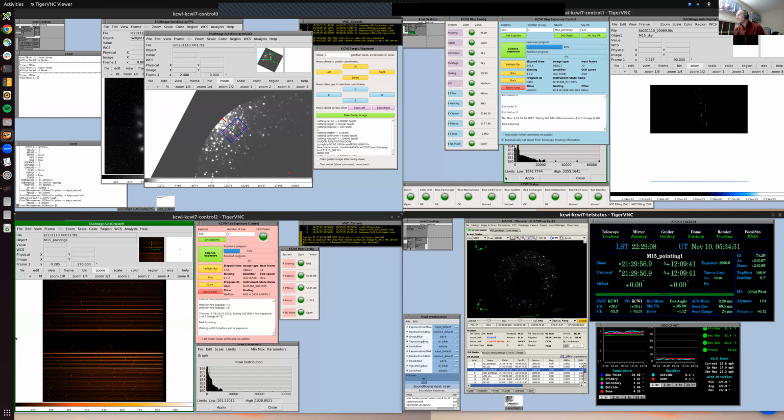KCWI is an instrument that has what's called a dichroic filter. What that means is it takes the light and splits it into the blue light and the red light. So all of these stars that are behind this black spot are being sent down to the spectrograph, and we can see the blue light for the stars on one side of the spectrograph and the red light on the other side.